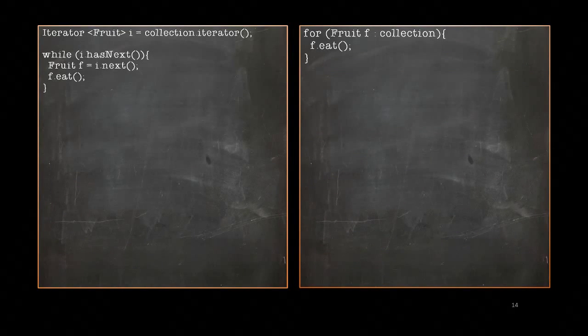So here is another example, iterator. Now iterator is a different way of looping through a collection. In the left-hand case, you'll see we have the iterator at the top, declared outside of the loop, and we use a while loop. While has next, which means while there's something left in the iterator, we pull the item out of the iterator, Fruit f equals i.next, that's the next item in the collection, and then we do something with it.